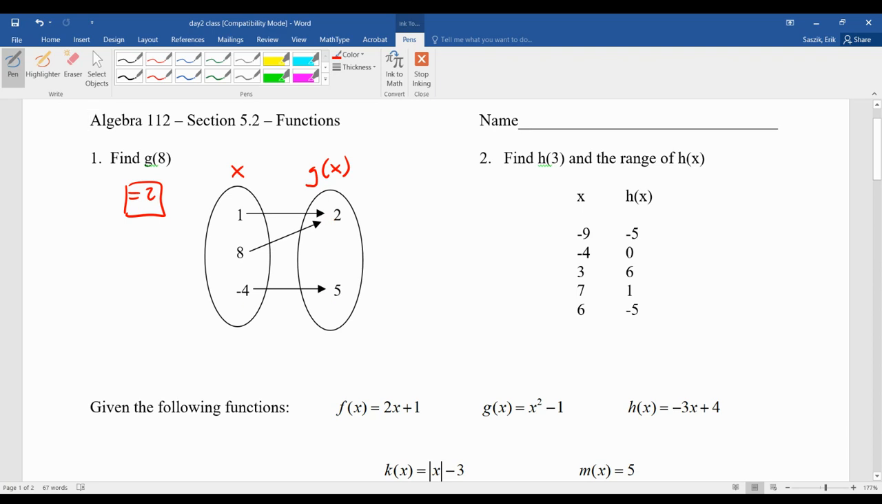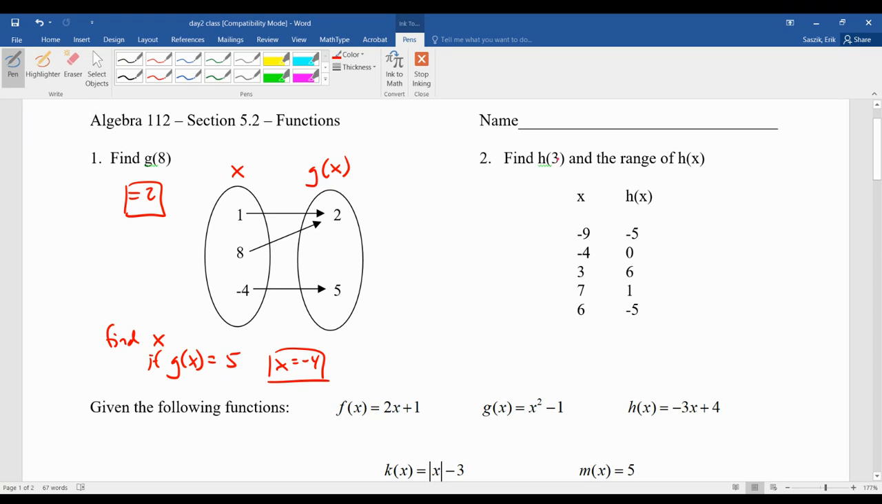Okay? Now I'm going to add another question here. Find x if g of x equals 5. So now we're going in the other direction. We look for 5 in this g of x section, and where did it come from? Oh, it came from the negative 4. X is negative 4. So there's no work to show on that.